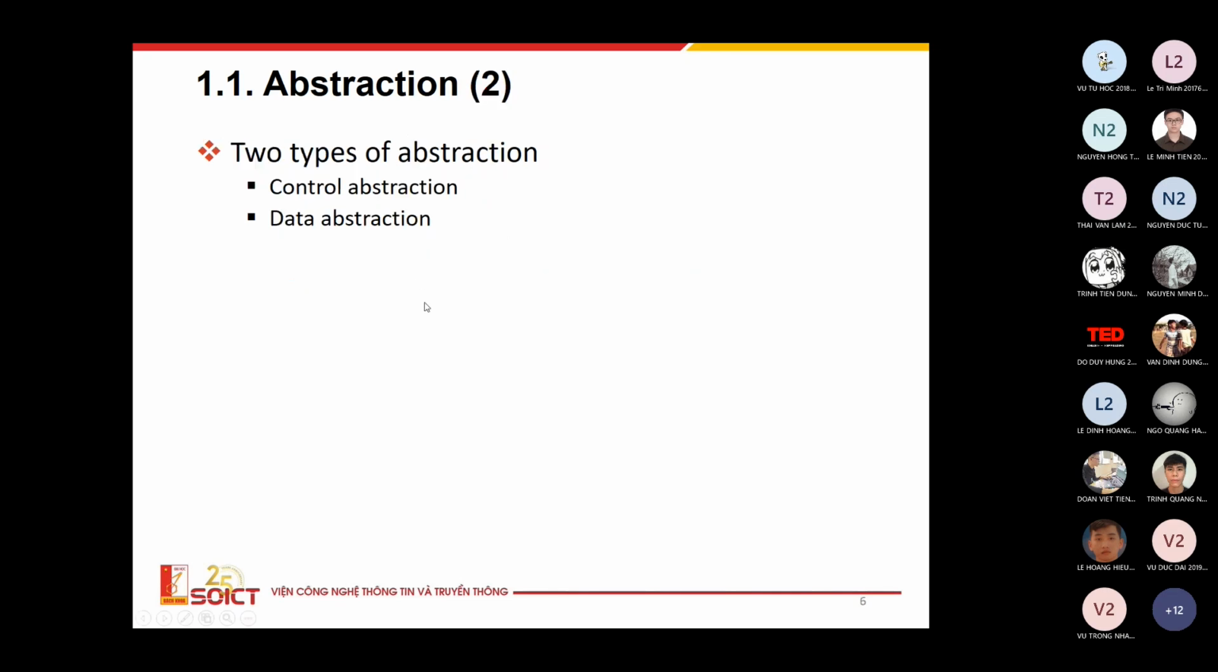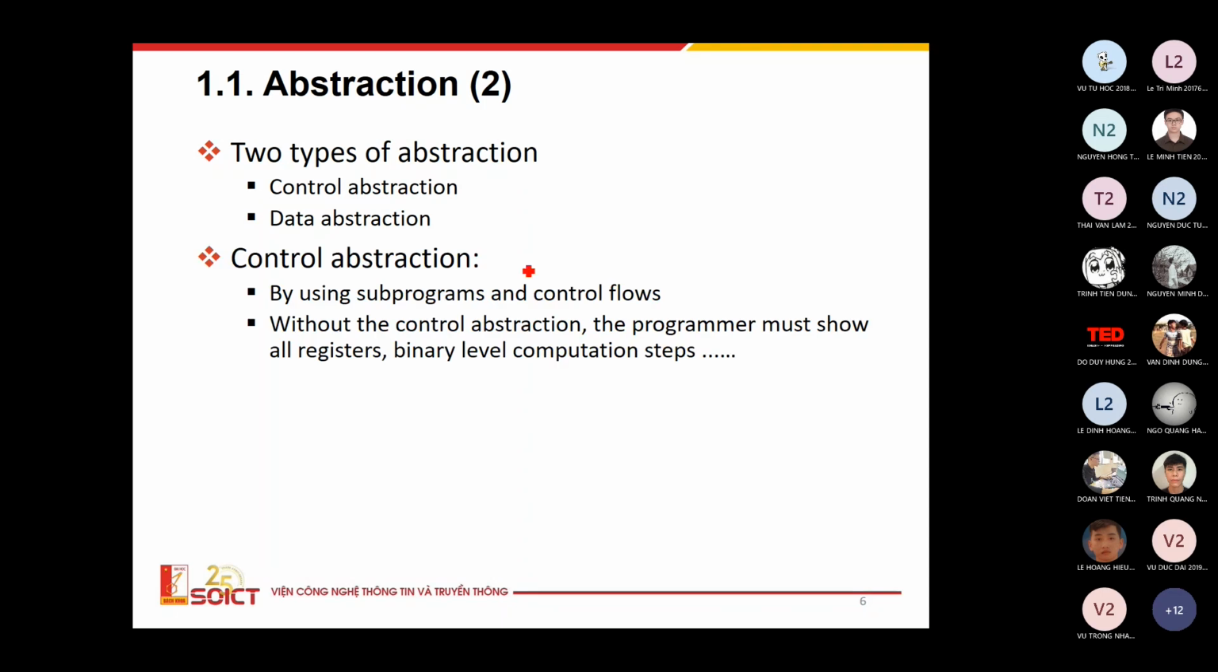Okay. And there are 2 types of abstraction. Maybe you know already from the first lesson. This is control abstraction and data abstraction. For control abstraction, that means how you describe the way the program will run, for example. So you can use a subprogram or control flow to describe the way the program will run.